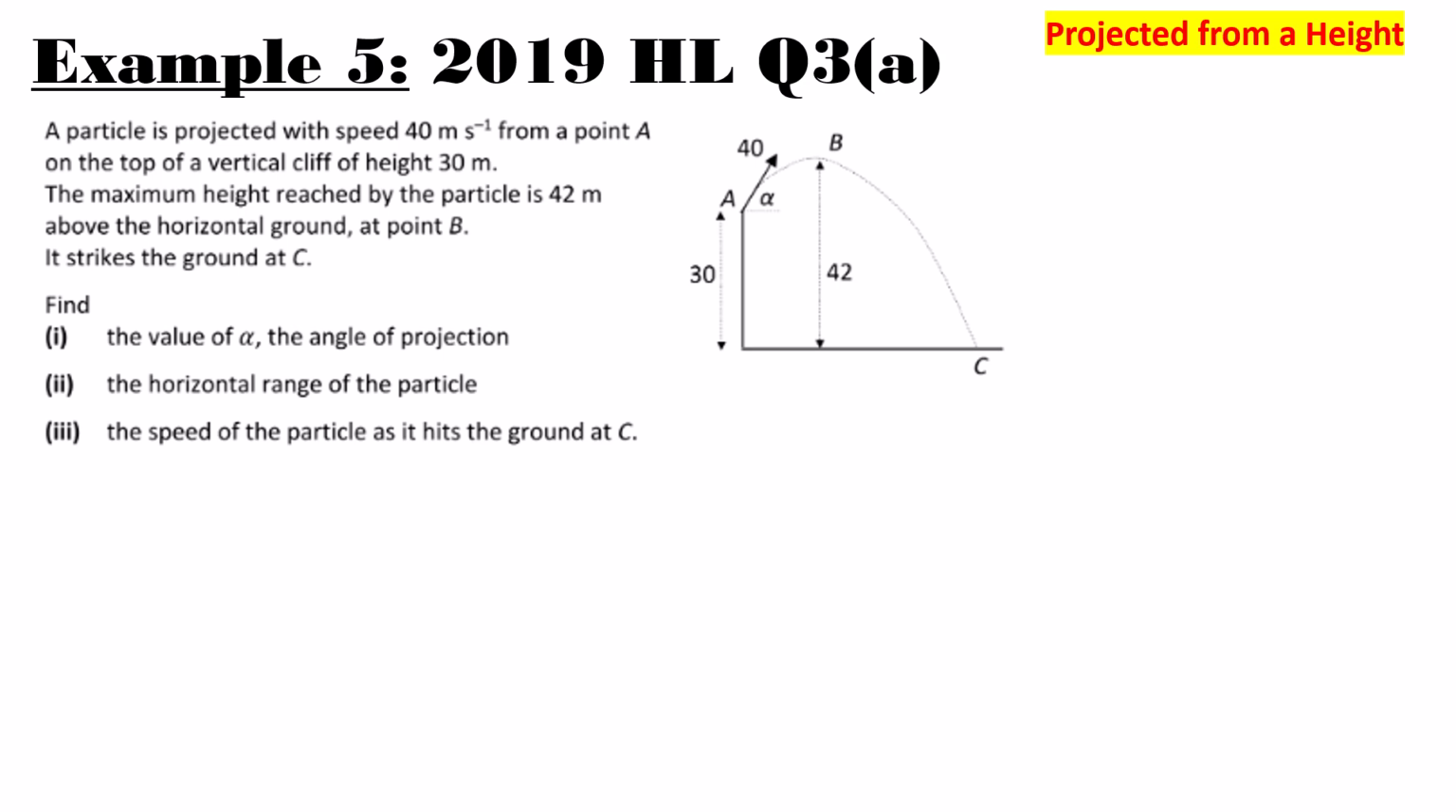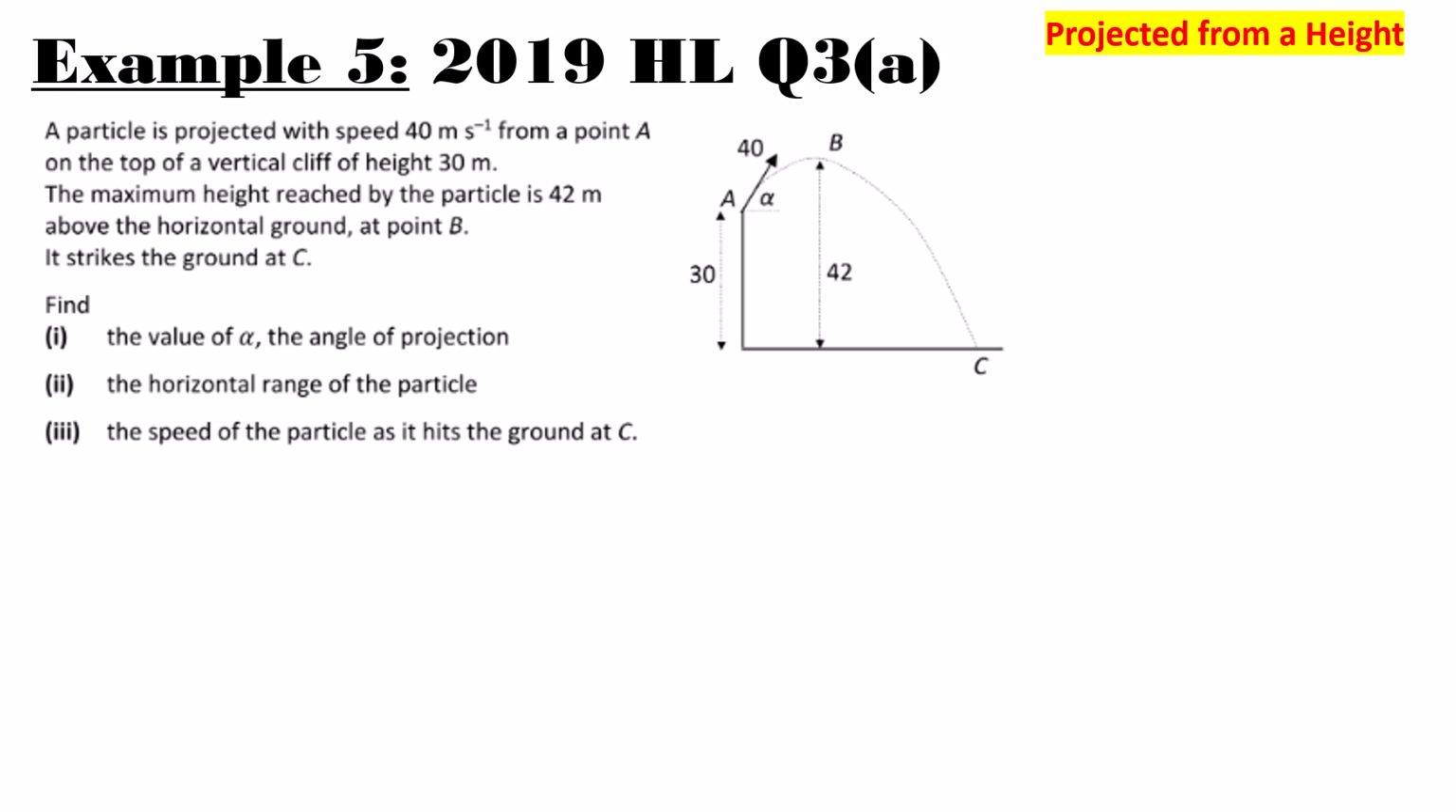This is where we're projecting a particle from a height. A particle is projected with speed 40 meters per second from a point A on top of a vertical cliff of height 30 meters. The maximum height reached by the particle is 42 meters above the horizontal ground at point B. If it strikes the ground at C, find the value of alpha, the angle of projection, the horizontal range of the particle, and the speed of the particle as it hits the ground at C.